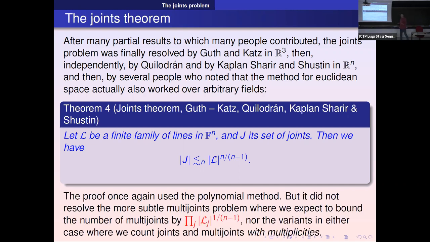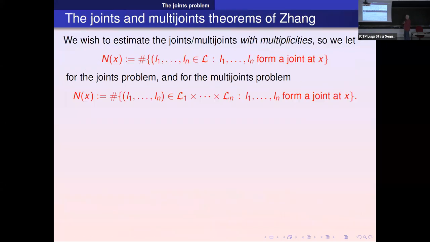mechanism. This didn't resolve the more subtle problem, where we expect to bound the number of multi-joints by the product of the sizes of the families to the power 1 over n minus 1, or the variants where we look at multiplicities. And that, as I've said, has been proved to be very beneficial. So looking at multiplicities, we wanted to take the overlap function.